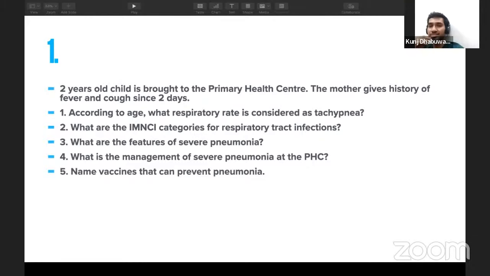Okay. So I'll pass. The management of severe pneumonia at PHC, how do you do it? We give one shot of IV antibiotics, mostly gentamicin, and then refer to the tertiary care hospital. Okay. Name vaccines that can prevent pneumonia. PCV and PPSV. Pneumococcal conjugate vaccine in children. And in adults, we give pneumococcal polysaccharide vaccine. You can get only one vaccine. I'll still give you points for only one vaccine that prevents pneumonia.